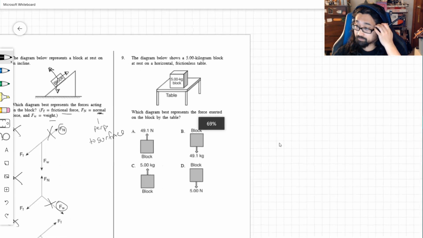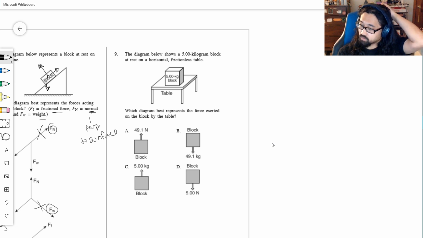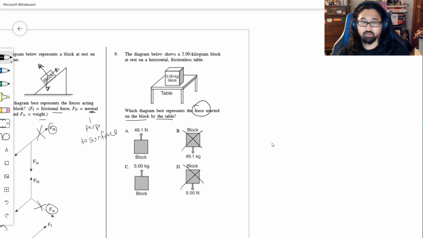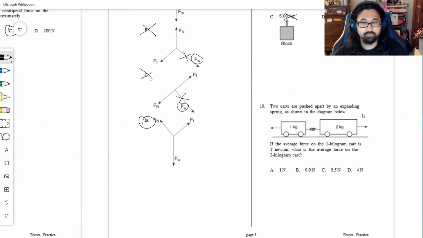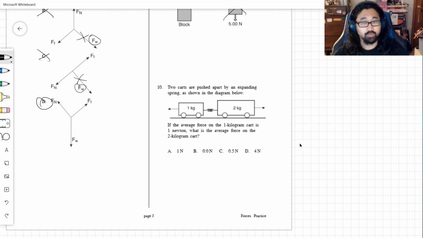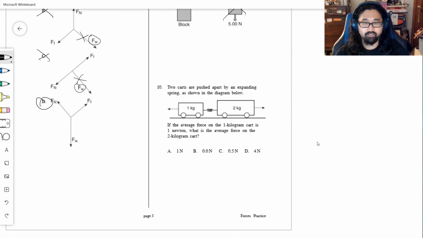Sorry, a little delay. So number 9 shows a block at rest on a horizontal frictionless table, and I need to know the force exerted on the block by the table. Well, the table is not pulling down. Those are out of the question. The table is pushing up, but this is not a force. A shows the only force that's pointing in the correct direction. Right. Now, number 10, we have 2 carts pushed apart by an expanding spring.